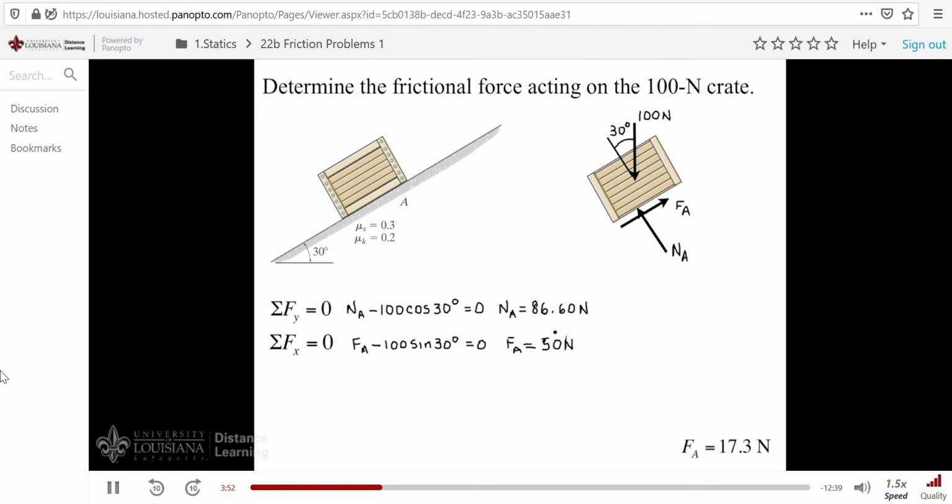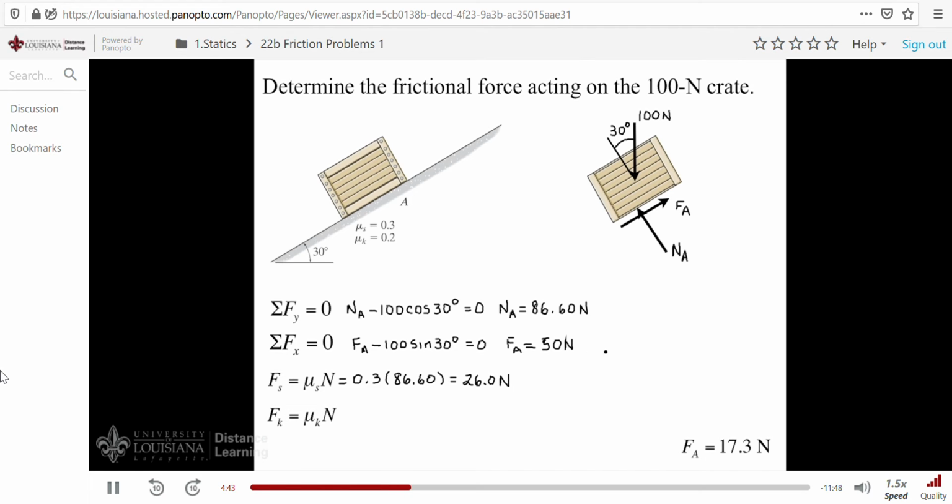Well, the only way to figure it out is to find the maximum friction force that can be developed between the surfaces. Therefore, we'll apply our static friction equation. Here we have that maximum value being mu sub s, which is 0.3, times our calculated value for the normal force, 86.60. If you do the calculation, you get an answer of 26.0 newtons. And if you compare this value with the 50 newtons that we've already calculated, you see that the crate will slip because this is the maximum possible friction force and this is the required one.